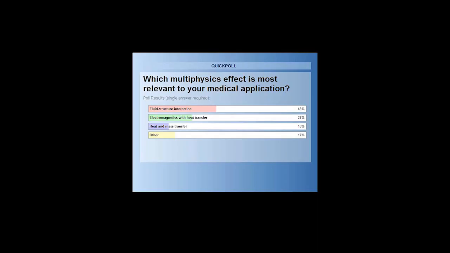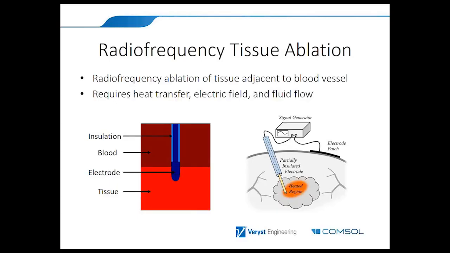So we have 43% fluid structure interaction, 28% electromagnetics with heat transfer, 13% heat and mass transfer, and 17% other. Nagy, is this about what you were expecting for medical devices? Yeah, that is not surprising. The example here is more focused on the electromagnetic heating, but we find a lot of FSI. If I was to list one case that gives us the most requests, it is FSI analysis. So yeah, not surprising. Thank you, Jennifer.